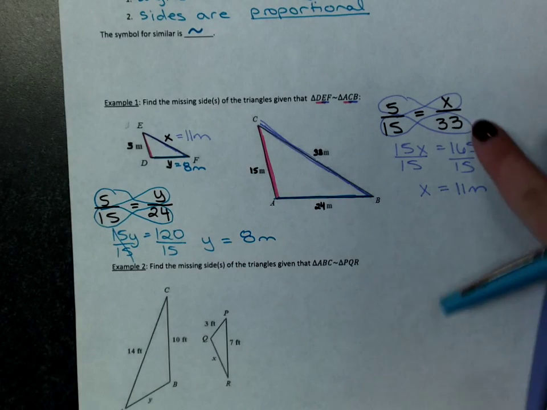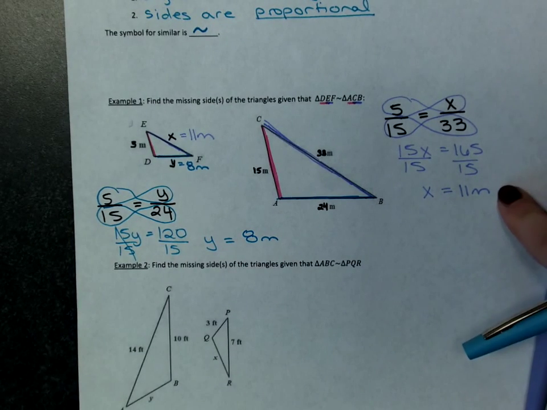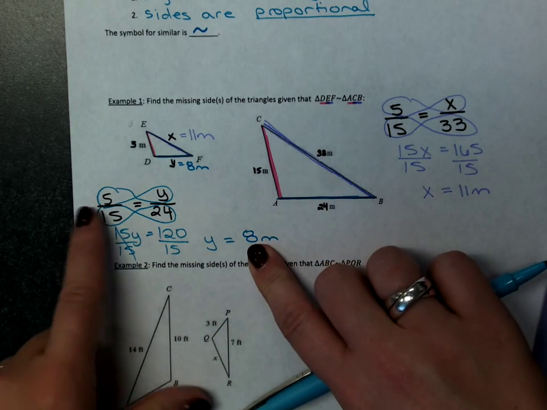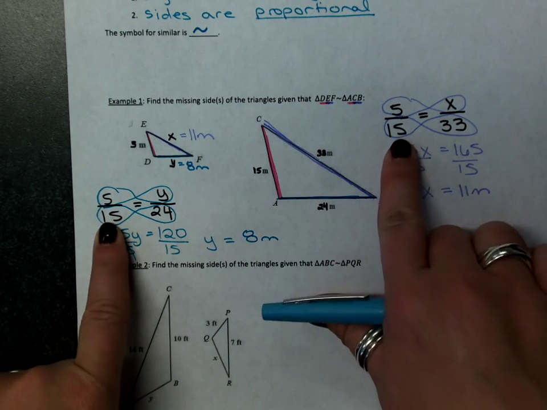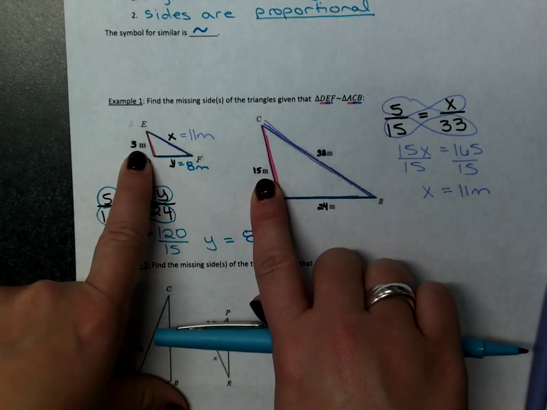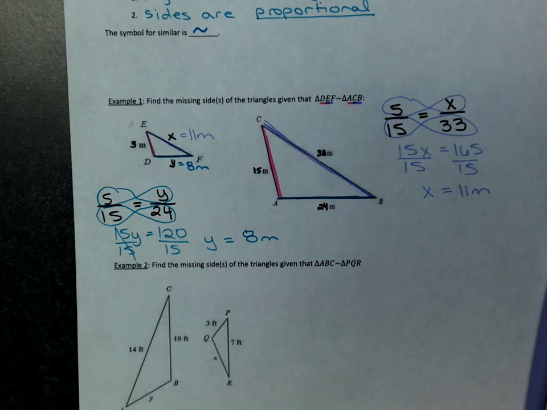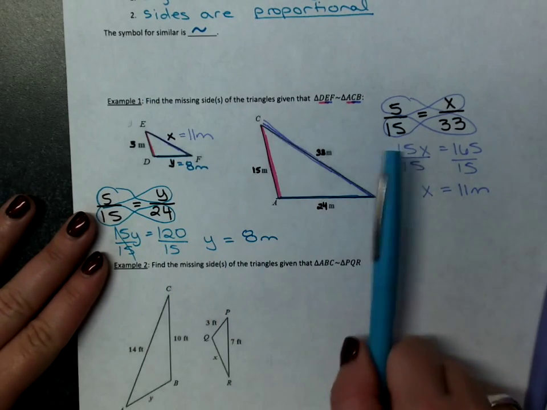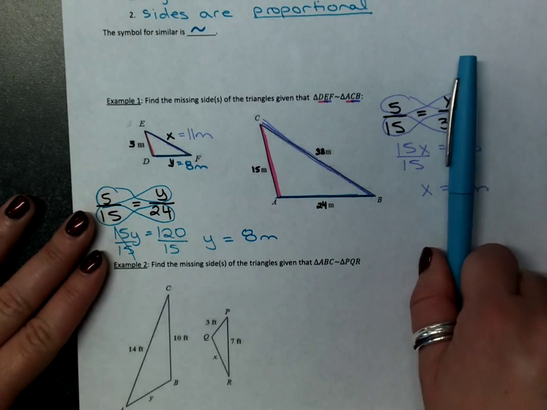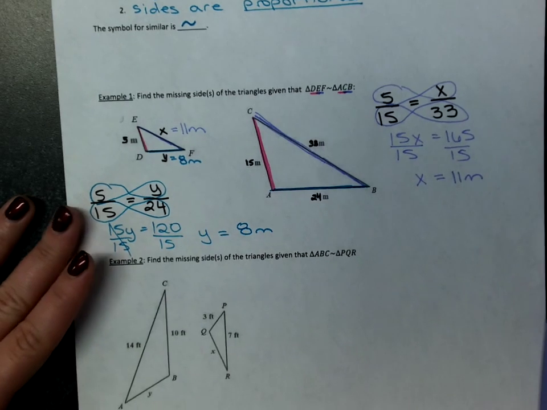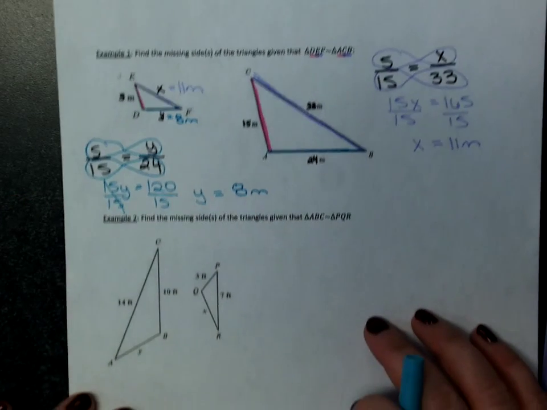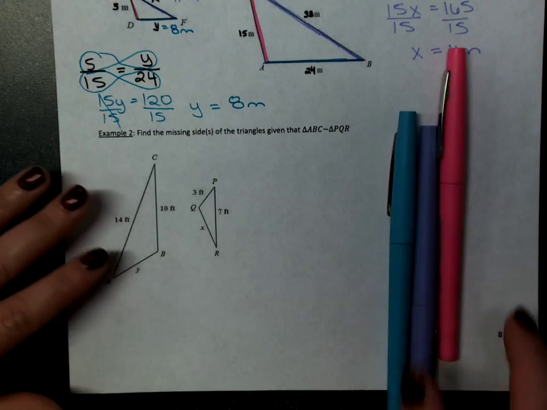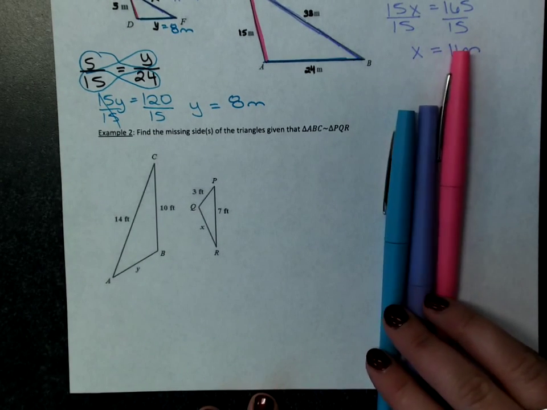So I can set up a proportion to solve for X and a proportion to solve for Y. And I'm using the same ratio, 5/15, because those are the matching sides that they gave us. As long as you're consistent, either left to right or small to large, however you set it up for the first ratio, you have to be consistent in the way you set it up for the second ratio. Let's try that again. Again, have 3 colors that are distinct so you can see the difference between the sides.